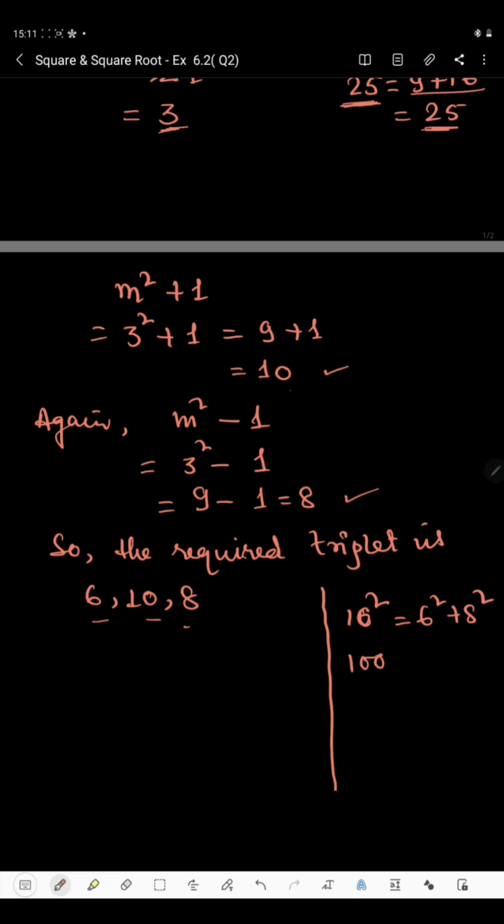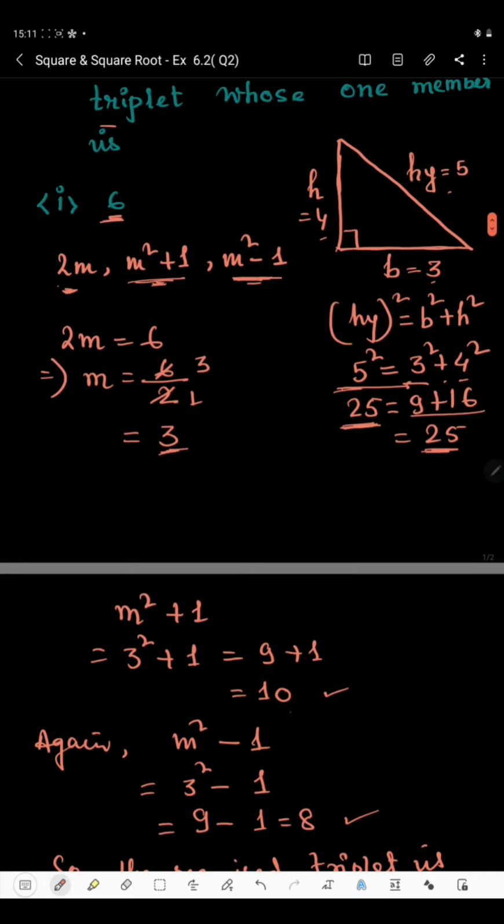So 10 square means 100 and 6 square means 36 and 8 square means 64. Now if you find the sum of 64 and 36, then you will get 100. That means this is matching with the value on the left hand side. That means we can say that these are the members of Pythagorean triplet. Okay, so using Pythagoras theorem we can get the Pythagorean triplet from Pythagoras theorem only.